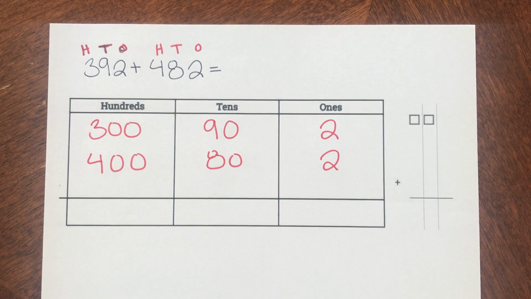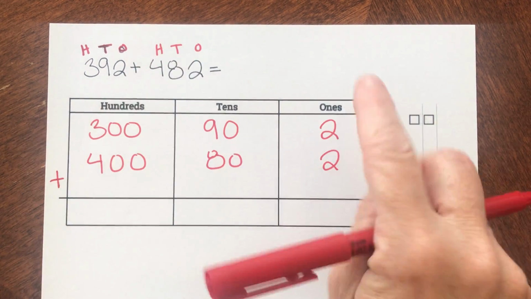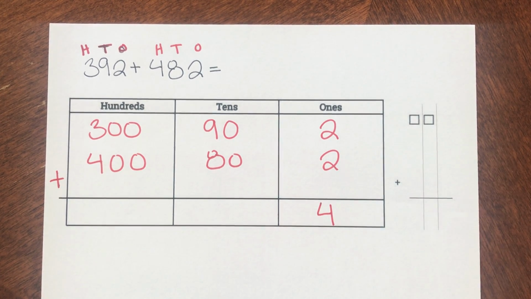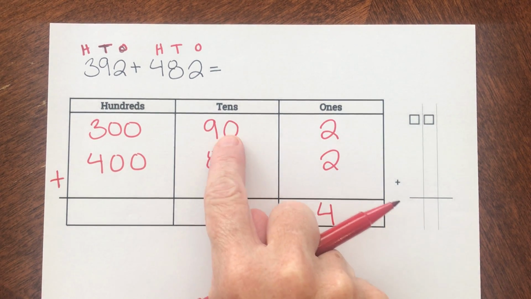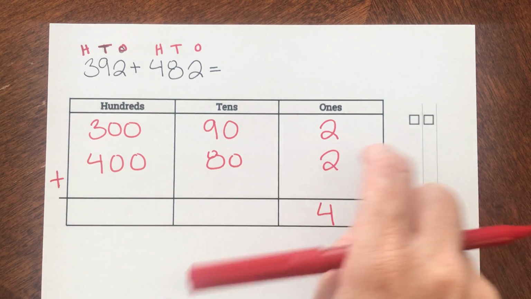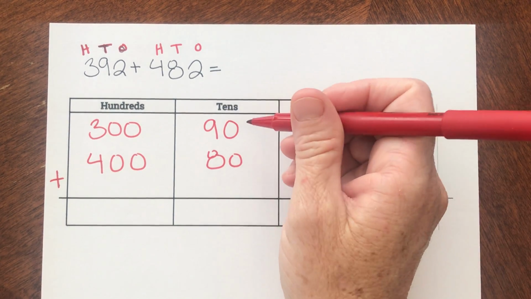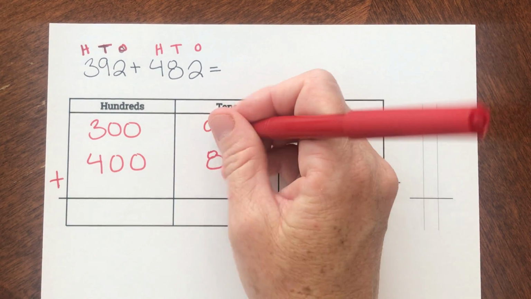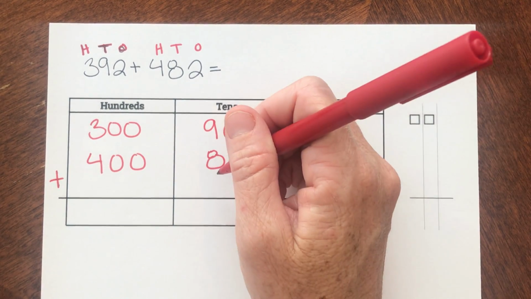Step 2 says I'm going to add the ones column, and if necessary, regroup. So I have 2 plus 2 equals 4. I don't need to regroup. Okay, in this column I have 90 plus 80. So a few ways you could add that is you could start with your larger add-in and say 90 and then count up. Or you could also look at just your tens column and say 9 plus 8.